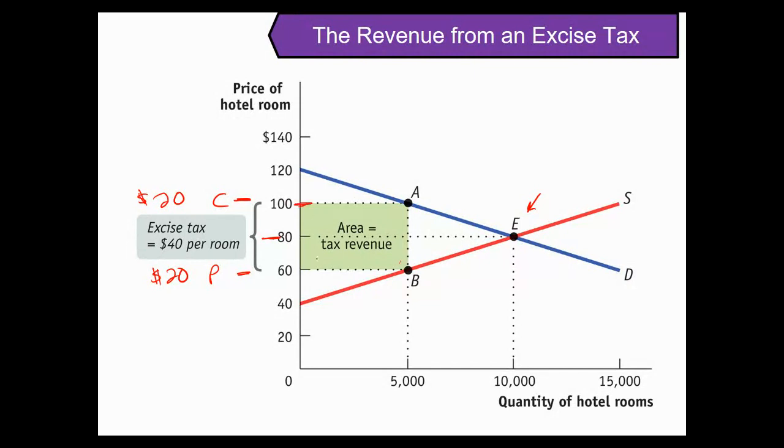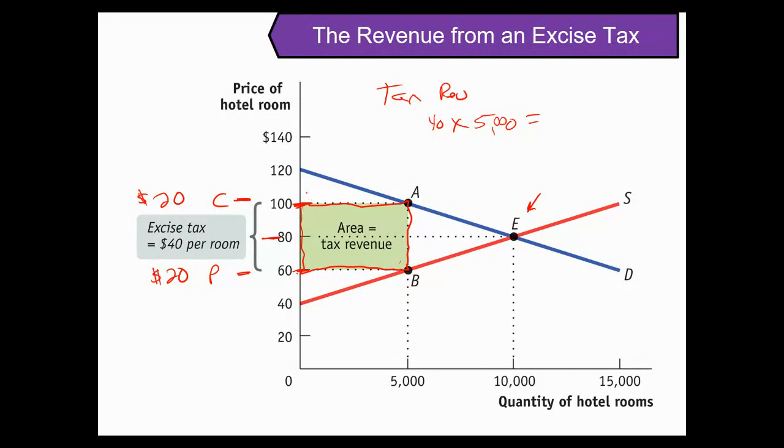So we could take this difference from here to here, which is 40. To figure out the tax revenue, we would take this difference from 100 to 60, which is $40, times 5,000 hotel rooms, and we would get the total tax revenue that the government would collect, which would be this box right here.